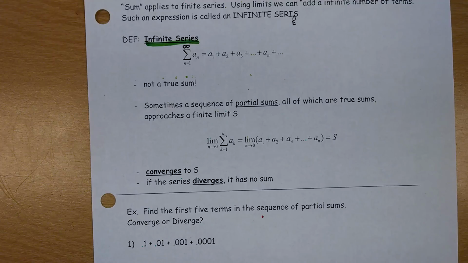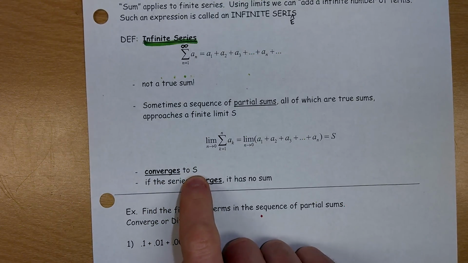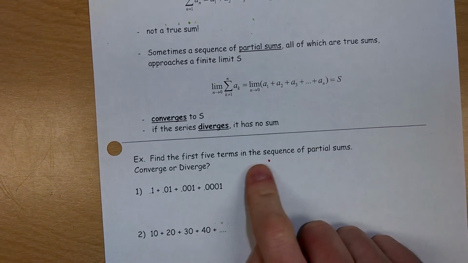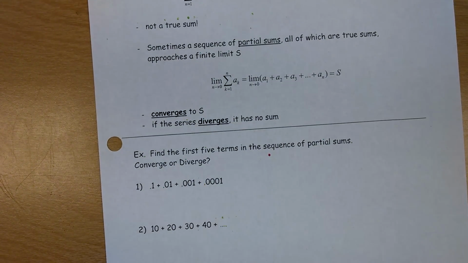Okay, and if we have an infinite series, it can either converge to a certain sum or a certain limit, or it can diverge, which just means it does not have a sum. It doesn't actually approach a single value. So let's look at a couple of examples. Find the first 5 terms in the sequence of partial sums. And does it converge or does it diverge?